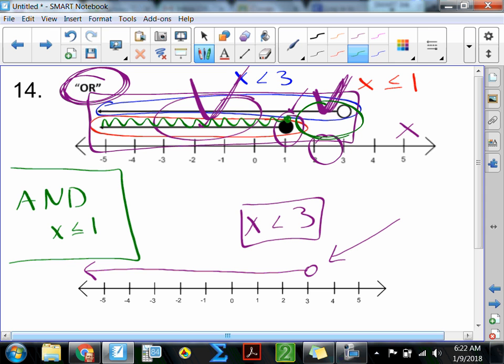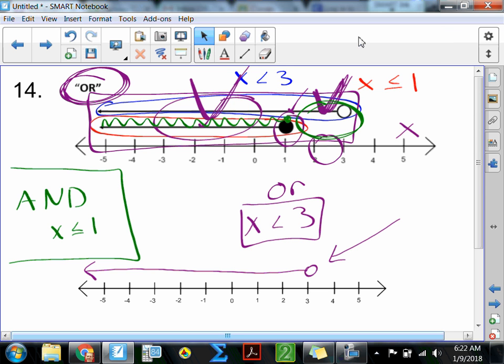These numbers over here, between 1 and 3, they don't meet both criteria, so that wouldn't be the solution for the and. So the one I drew in purple goes with the blue. That's your answer if it were an or statement. And the one that I wrote in green, which matches the red graph, is your answer if it were an and statement.